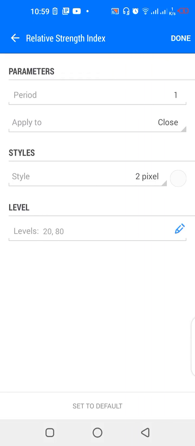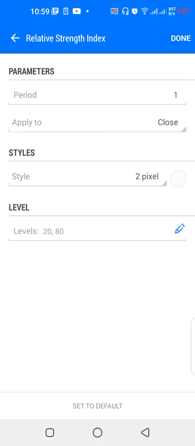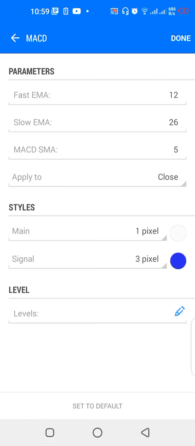Now the color will match the background color, okay, and the levels, we have 20 for buy, 80 for sell, color is black. Then we have MACD, all right, the fast EMA is 12, the slow EMA is 26, MACD SMA is 5, apply to close. Now the color of the main style will match the background color of the chart, and the color of the signal style is blue or purple.